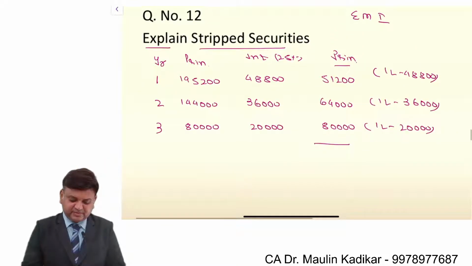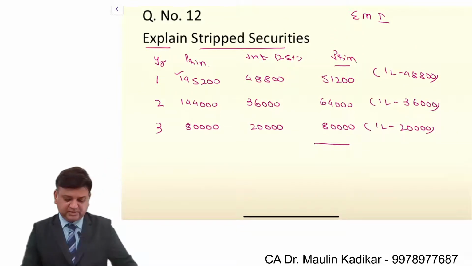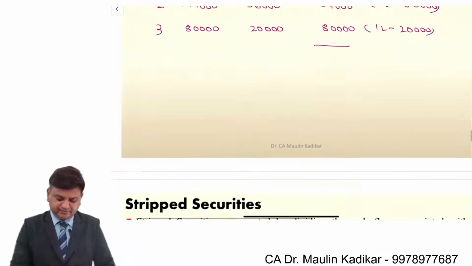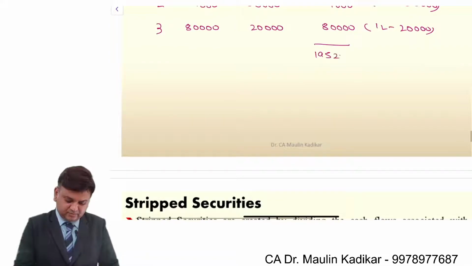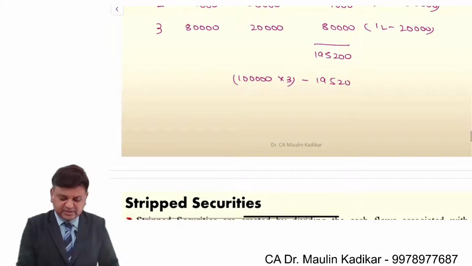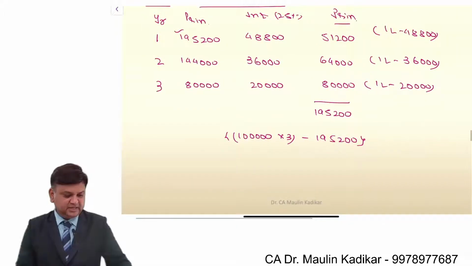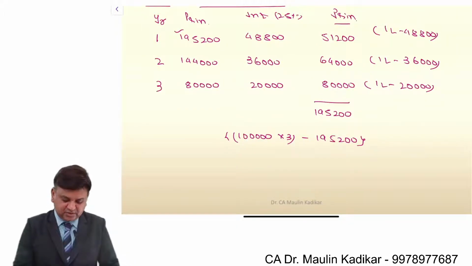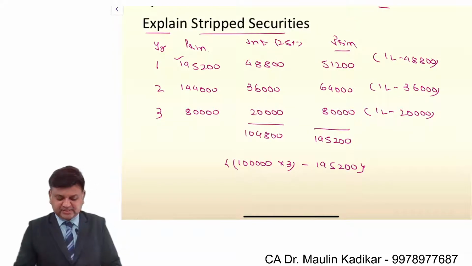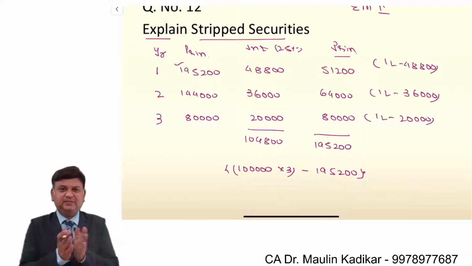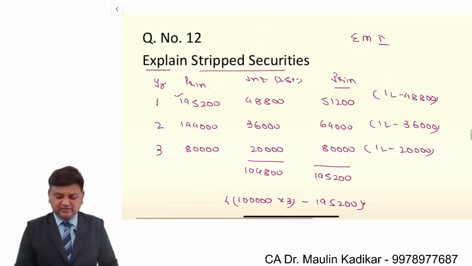So the total of the principal will be this amount: 51,200 plus 64,000 plus 80,000, that is 195,200. 1 lakh rupees is paid 3 times. From that, 195,200 is for principal and the remaining is for interest, 104,800. This is the way we have a principal and interest bifurcation of the loan that we have taken. The yearly installment is 1 lakh rupees.